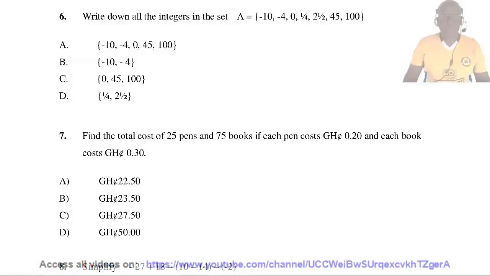Question 6. Write down all the integers in the set A equals minus 10, minus 4, 0, 1 over 4, 2.5, 45, and 100. An integer is a whole number, positive or negative, including 0. So the answer is A.